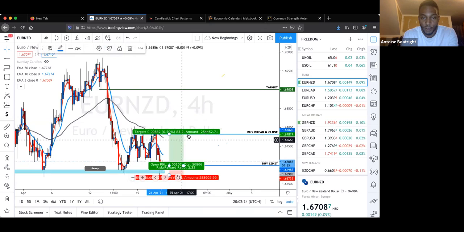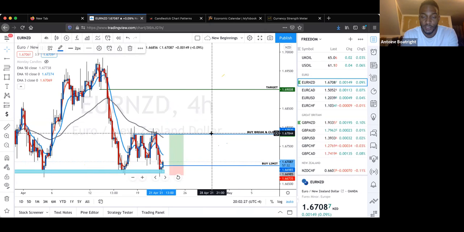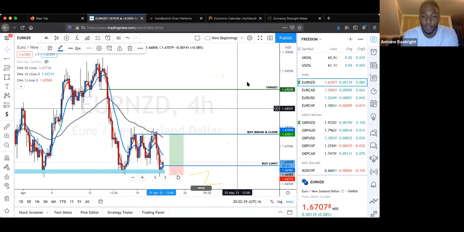Yeah, I like that. So our first target would be pretty much this entry, guys. And then our second target for the break and close would be all the way up here.